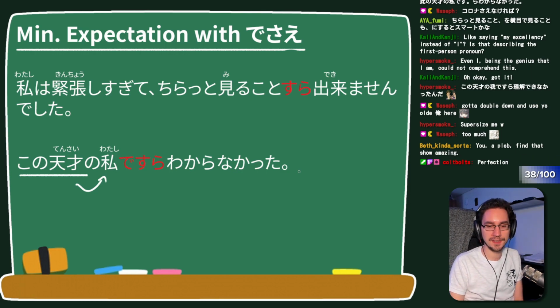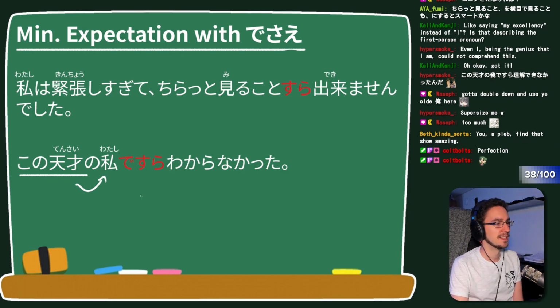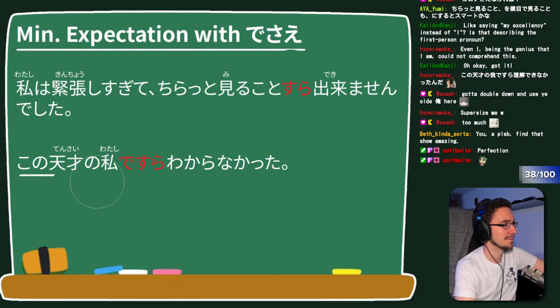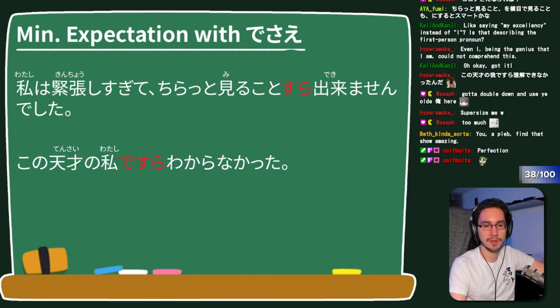You, a pleb, find that show amazing. Yeah, there you go. You could say something like, バカのあなた。バカなあなたが。こういうよ。こういうのね。I don't know. Something like that. All right. Well, there you go. That, ladies and gentlemen, was already it. There's not much more to it.